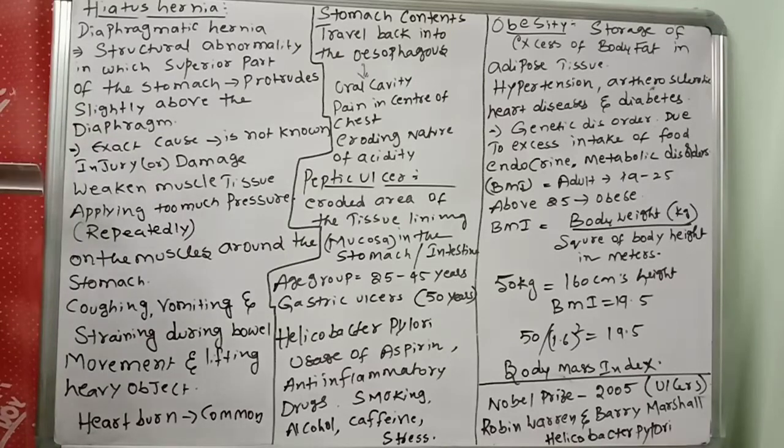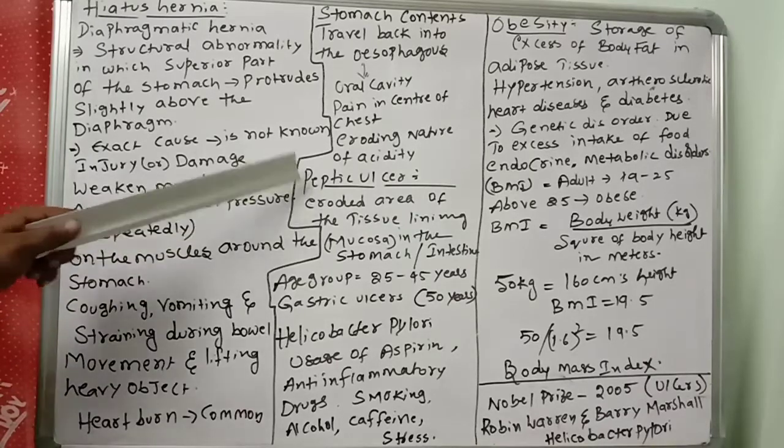So what are the main problems in some people? Injury or damage may weaken muscle tissues by applying too much pressure repeatedly on the muscles around the stomach: coughing, vomiting, straining during bowel movement, and lifting heavy objects. What will happen? Heartburn takes place. So these are the main reasons for hiatus hernia.